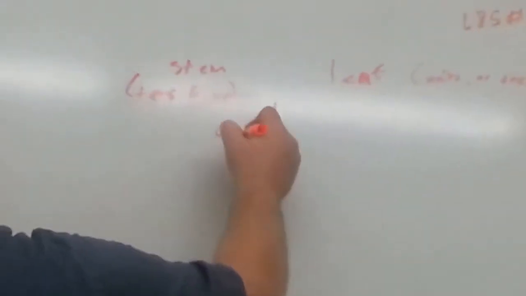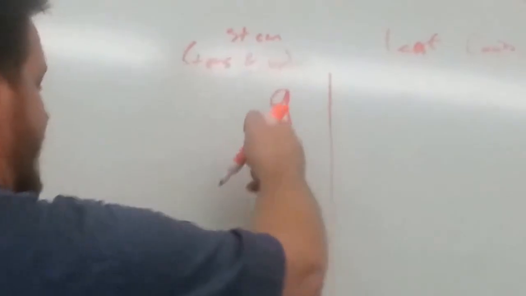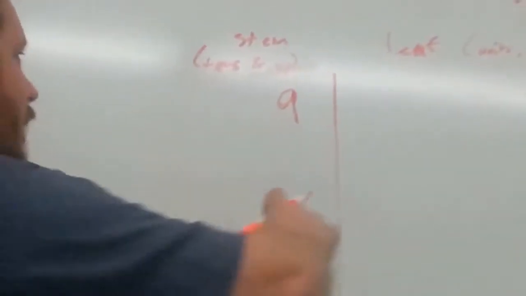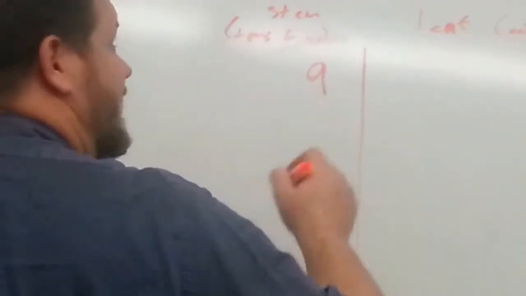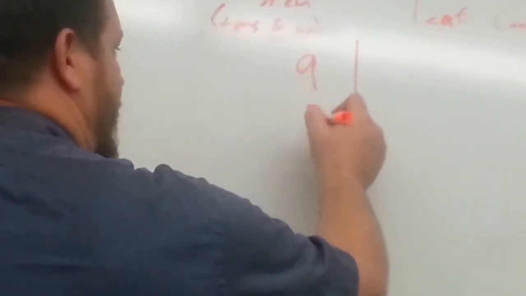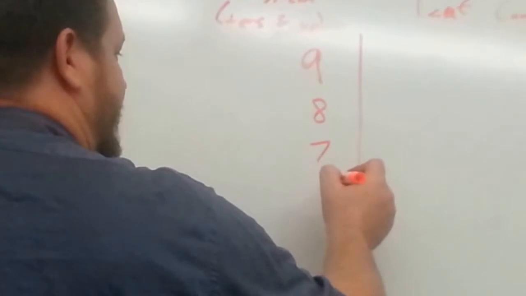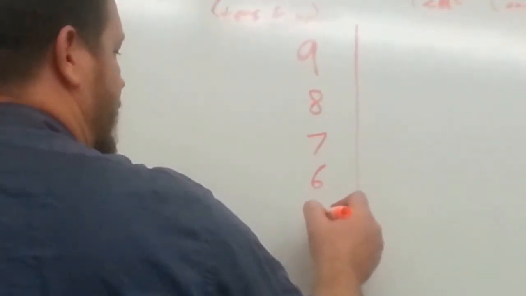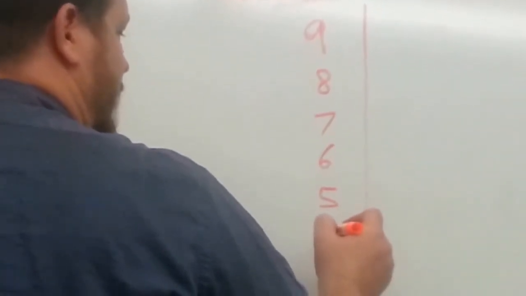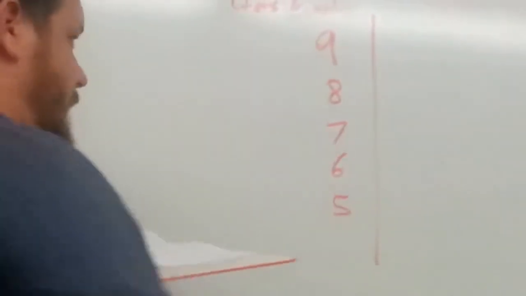Do we have a 9? Is there at least one number in the 90s? Yes. All right, so we need a stem of 9. This is going to represent all the numbers in the 90s. Is there at least one number in the 80s? Yes. How about the 70s? Yes. 60s? Yes. 50s? Yes. 40s? No. Okay.